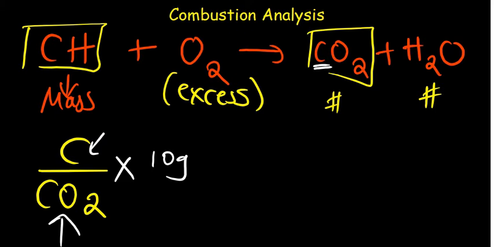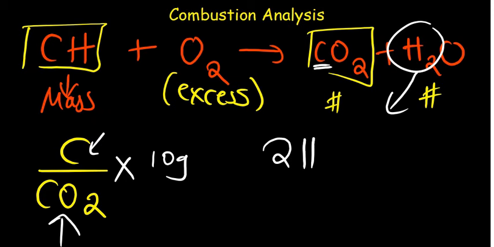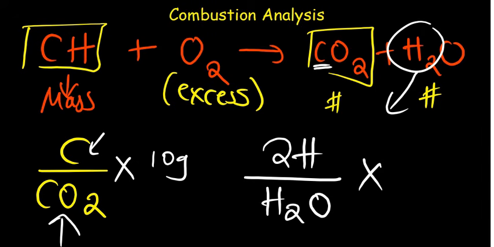Equally, if you go to water, there are 2 hydrogen atoms contained there. So you say 2 hydrogen atoms over the water molecule multiplied by the mass. Let's say the mass was 8 grams. So you'll be able to find the mass of carbon and also the mass of hydrogen respectively using the 2.